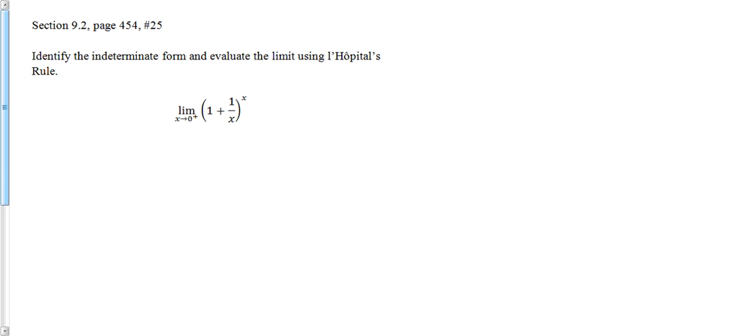All right, so let's do section 9.2, page 454, number 25, which reads, identify the indeterminate form and evaluate the limit using L'Hopital's rule. So for number 25, we have the limit as x goes to 0 from the positive side of (1 + 1/x) all raised to the x.